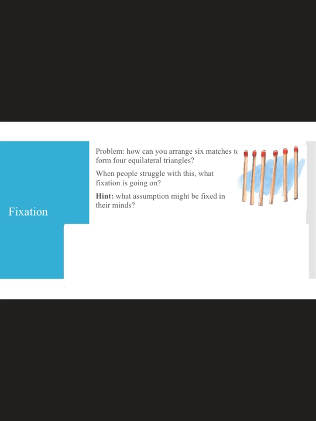We're going to do a couple of examples here of mental sets and fixation. The first one: how are you going to arrange 6 matches to form 4 equilateral triangles? What's going on if people struggle on this? What assumptions might be fixed in your mind? I'll give you a second to try and think about how you are going to organize these matches. Feel free to pause it if you want to figure this out, but I'm going to give you the answer here, so no spoilers. Ready?